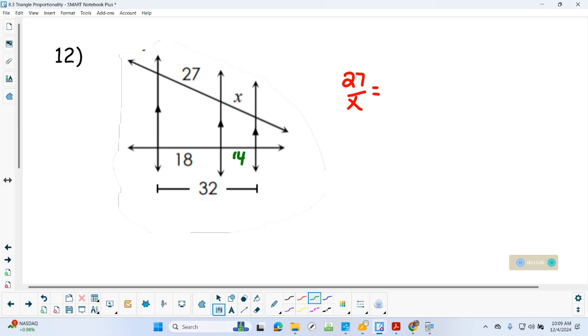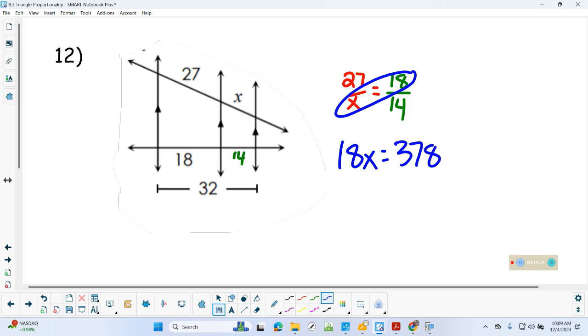I started with 27, so 18 over 14. Of course, cross products: 18x equals 27 times 14. And our final answer is 21. I feel like I'm trying to keep up with you guys. Questions on that one? Of course not.